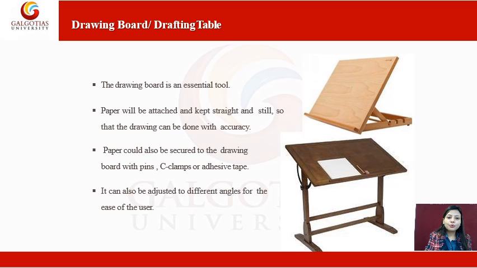So, what is a drawing board and drafting table? As you see in this image, these are the drawing board, or you can say drafting table. The drawing board is an essential tool. Paper will be attached and kept straight and still so that the drawing can be done with accuracy. When you paste the paper, the parallel bar should move straight. Paper could also be secured to the drawing board with pins, C-clamps, or adhesive tape. It means you can use adhesive tape to paste the sheets on the board.